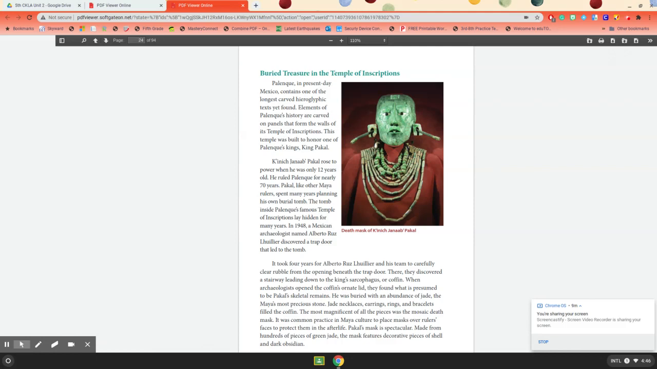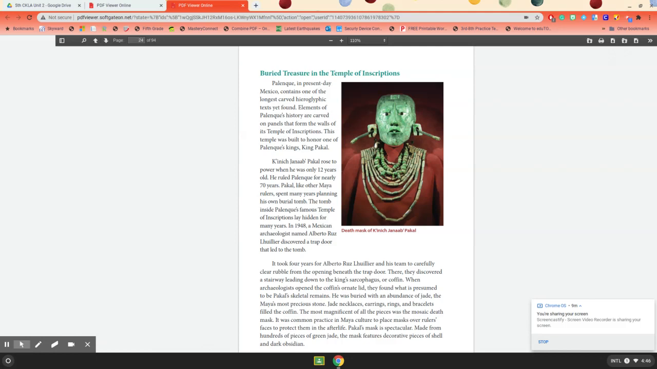It was a common practice for Maya cultures to place masks over rulers' faces to protect them in the afterlife. Pakal's mask was spectacular. Made from hundreds of pieces of green jade, the mask features decorative pieces of shells and dark obsidian. Now, you also know that death masks were also popular with the Egyptians in ancient times.